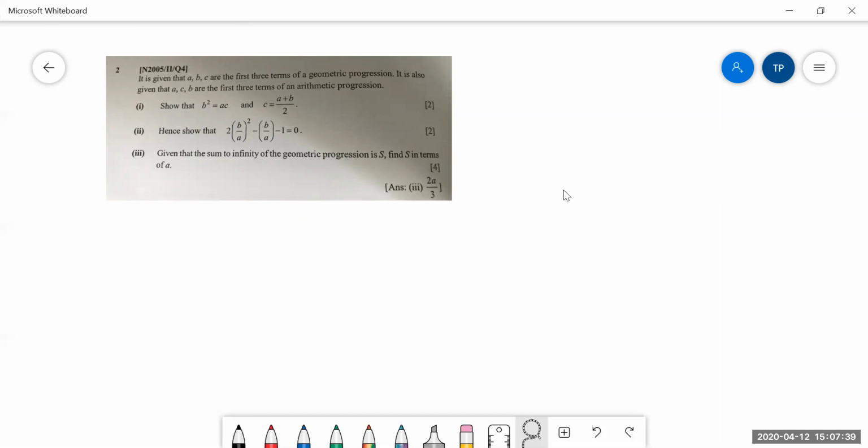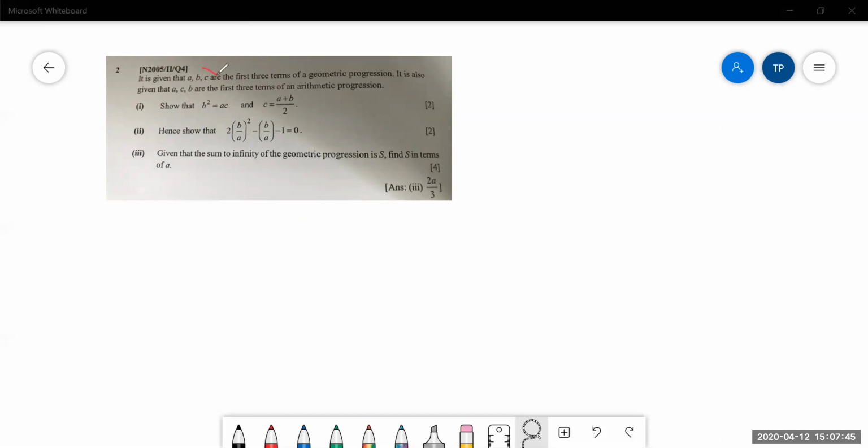It's given that A, B, and C are the first three terms of a geometric progression. Geometric progression means A, comma, B, comma, C. So what's the relationship between A, B, and C? How do I get from A to B and B to C, since they are a geometric progression?